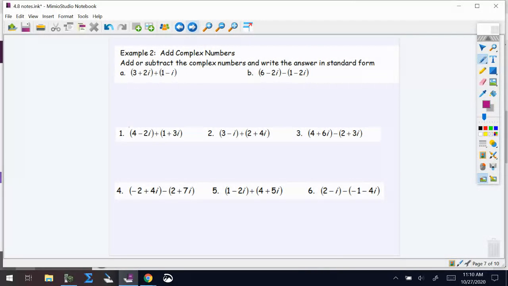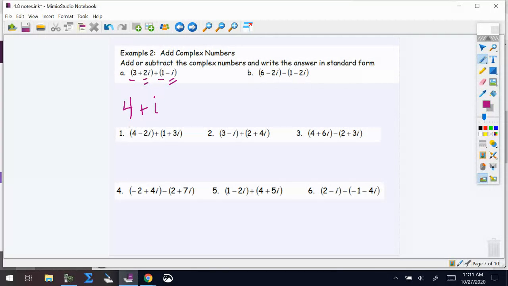I know there's a lot on this page, but we're going to go through them very quickly. We'll start with the addition ones. You add your real part with your real part, and then your imaginary part with your imaginary part. So 3 plus 1 is 4, and then 2i plus negative i is plus 1i, or just i. That is your complex final answer.